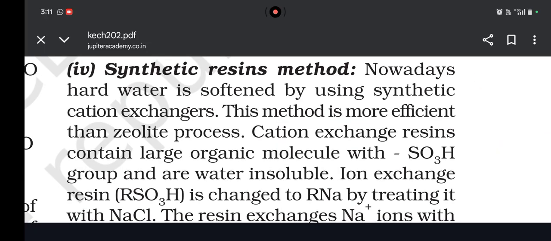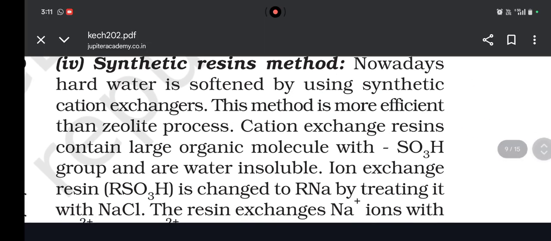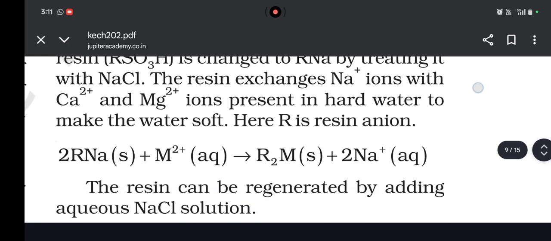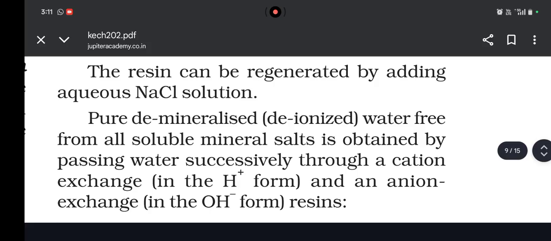Synthetic resin method. Nowadays, hard water is softened by using synthetic cation exchangers. This method is more efficient than the zeolite process. Cation exchange resins contain large organic molecules with an SO3H group and are water insoluble. Ion exchange resin RSO3H is changed to RNa by treating it with NaCl. The resin exchanges Na positive ions with Ca2 positive and Mg2 positive ions present in the hard water to make the water soft. Here R is the resin anion. The resin can be regenerated by adding aqueous NaCl solution.